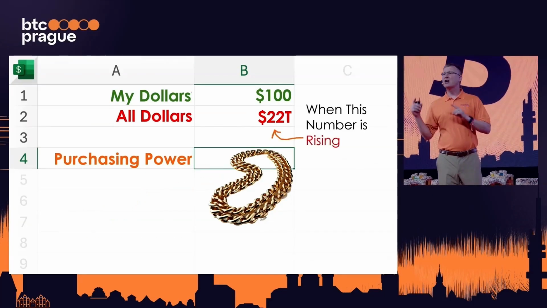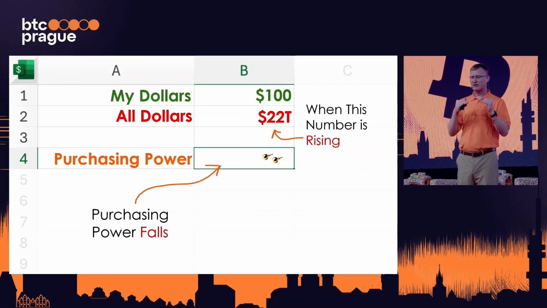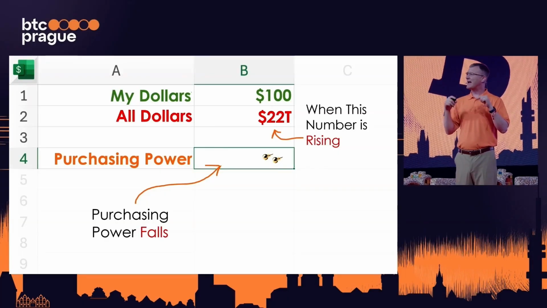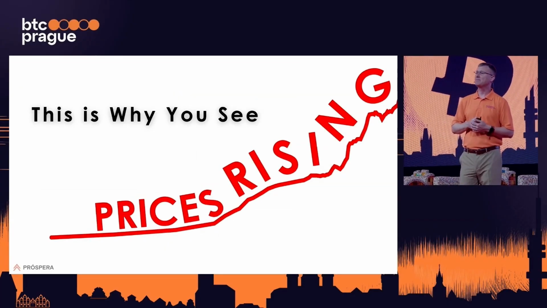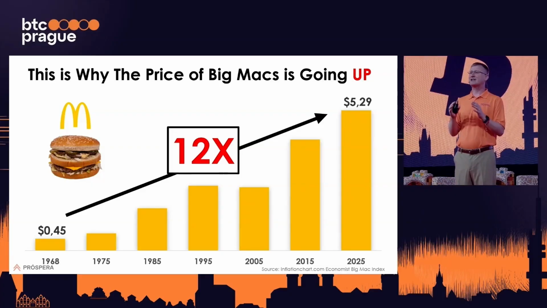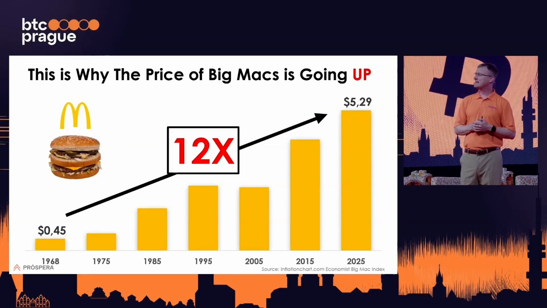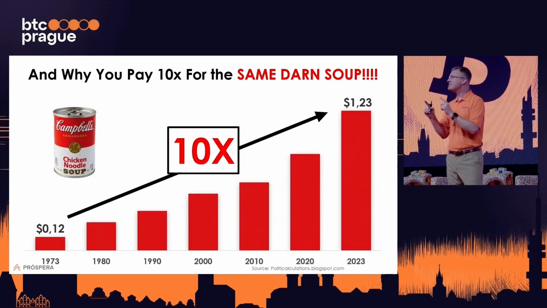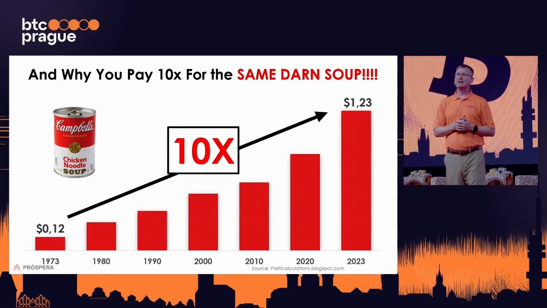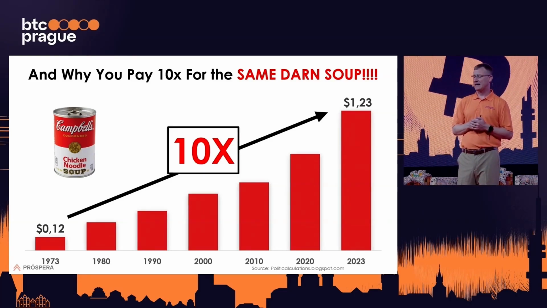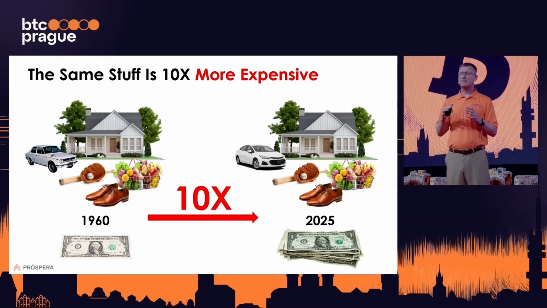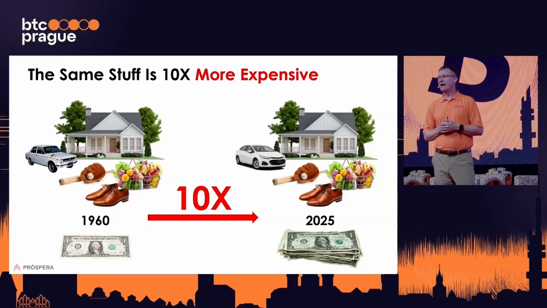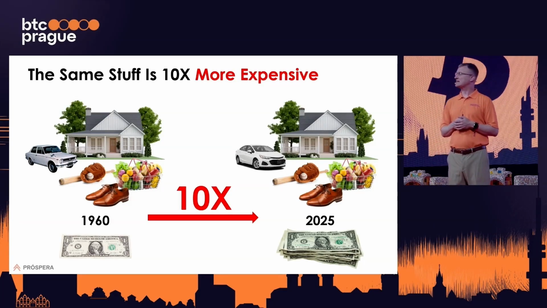So when the number of dollars in the system goes up, the purchasing power of those dollars in the system goes down, which is why you see prices rising. For example, the price of a Big Mac is up by a factor of 12 since 1968. The price of the same Campbell's soup is up by a factor of 10 since 1968. And in general, all the things we need and all the things we own cost about 10 times as much as they did back in 1960.